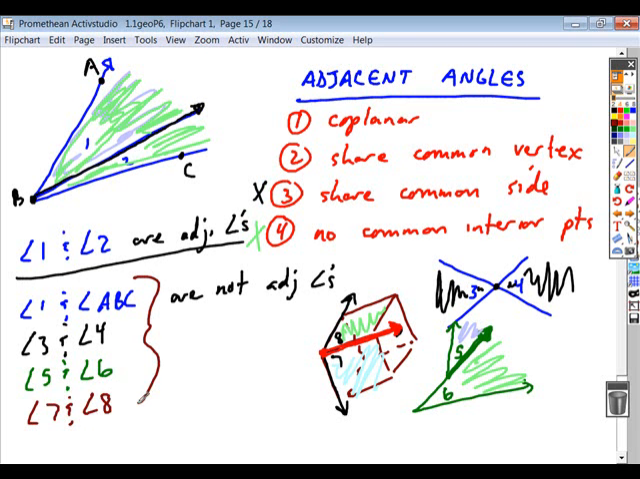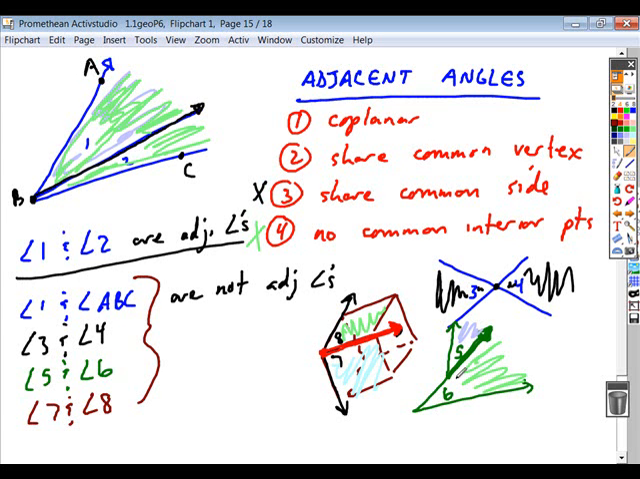Maddie? Why are 5 and 6 coplanar? I don't really get that. It means that they lie on the same flat surface. You can contain them within one single plane, and they just don't share the same vertex.